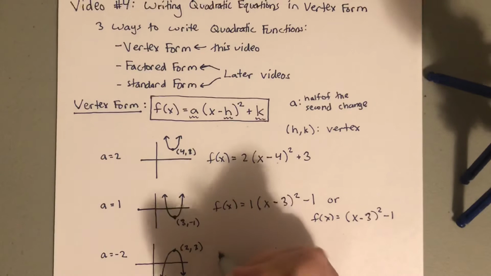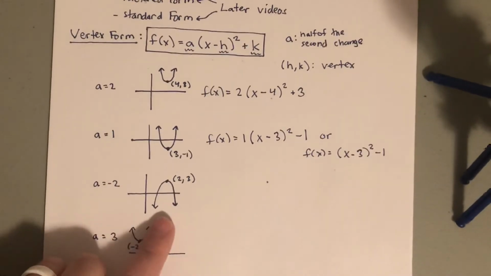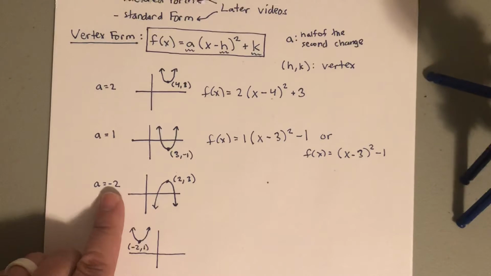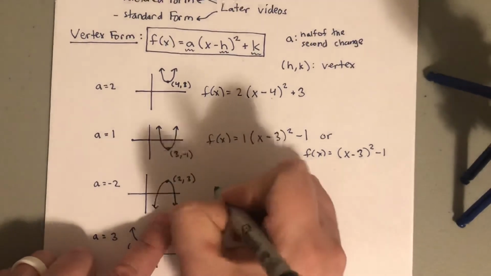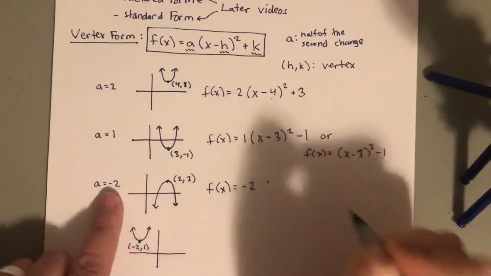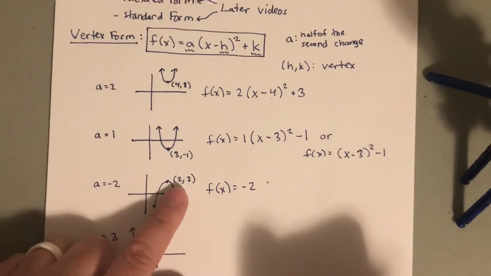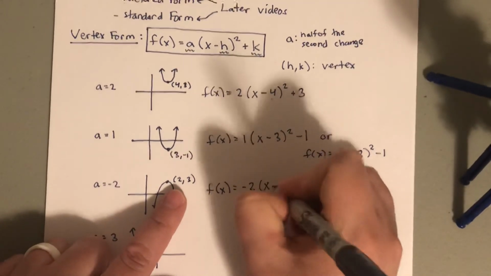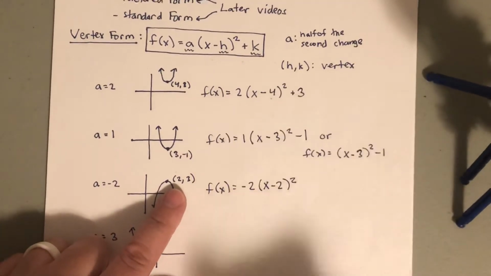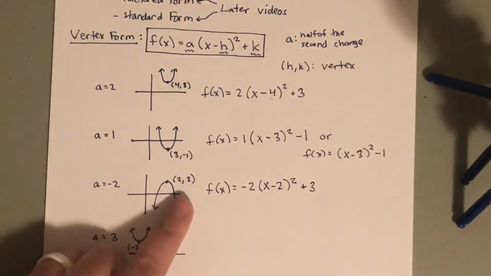Let's look at this next one. Notice that the a value is negative 2. That is what flips it upside down to make it an upside down u, or to make it open down. If the a value is negative, it makes the function open down. So for our a value, we'll write negative 2, because that's the a value. x minus the x coordinate, which is 2, so I'm going to write x minus 2 squared. And then the y coordinate is 3, so I'll write plus 3.